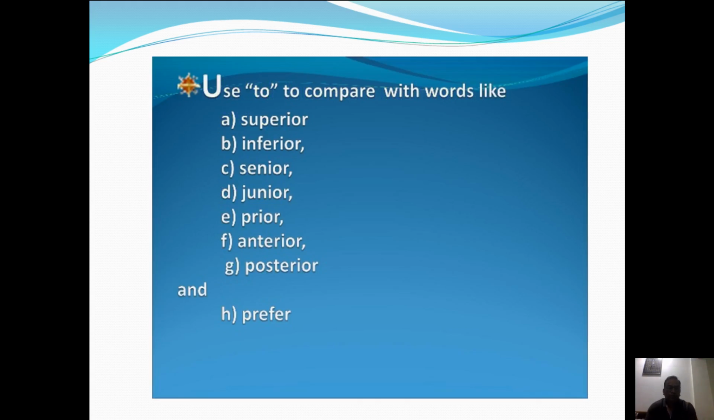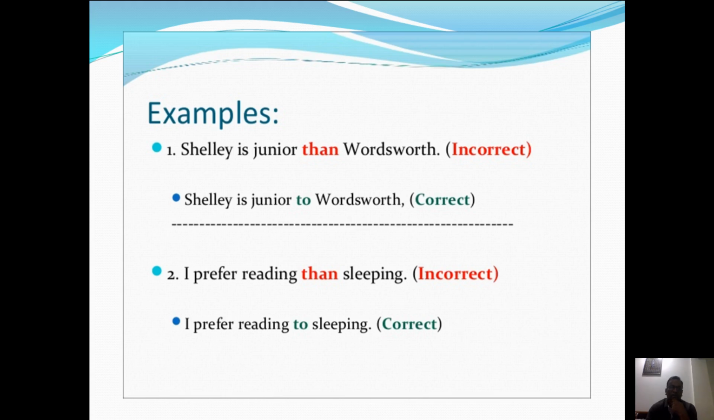Use to, to compare with words like superior, inferior, senior, junior, prior, anterior, posterior, and prefer. When there is a word like this, you will have to use to. Let's check.